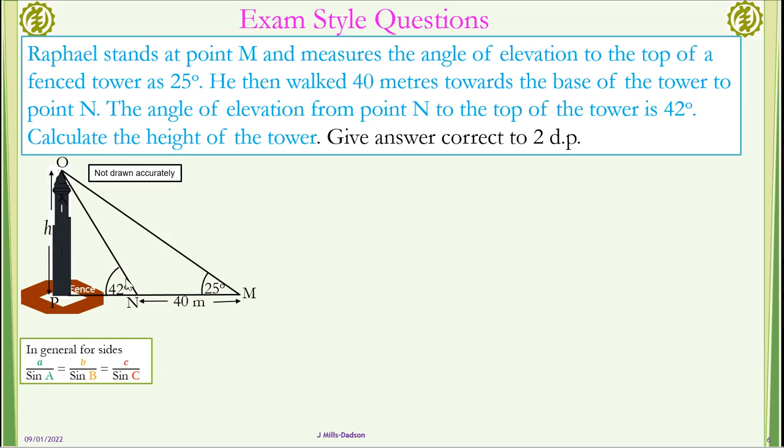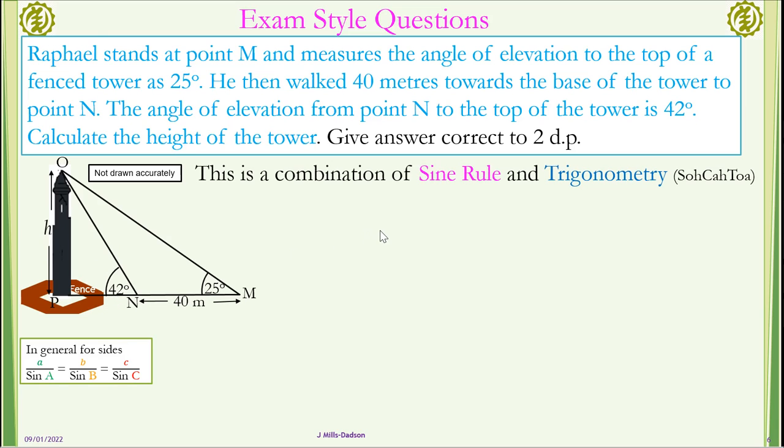Now, we know that if we're able to work out what ON is, we can use the answer of ON and 42 and use basic trigonometry to work out H. So this question is a combination of the sine rule and basic trigonometry. So we're going to first focus on ONM and see what we can do there.